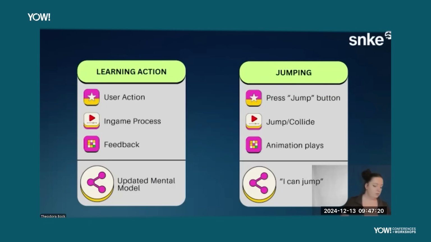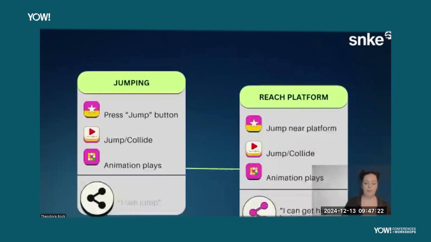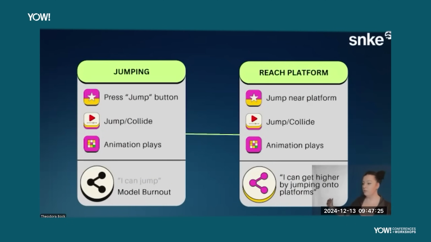Now, we do want to start chaining these things together. As an example, it would look something like this. After I've learned jumping, I can learn the next best thing, which is I want to reach a platform. So the action, again, is jumping near a platform. The under the hood process is jumping and colliding. And then the animation playing is the feedback that the player is getting. And the updated mental model, again building on top of the other one, is I can get higher by jumping onto platforms.